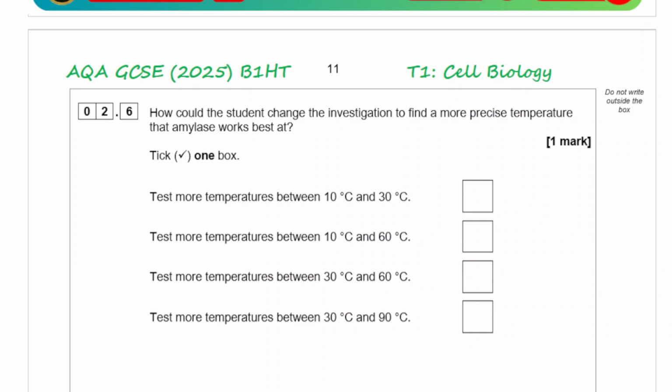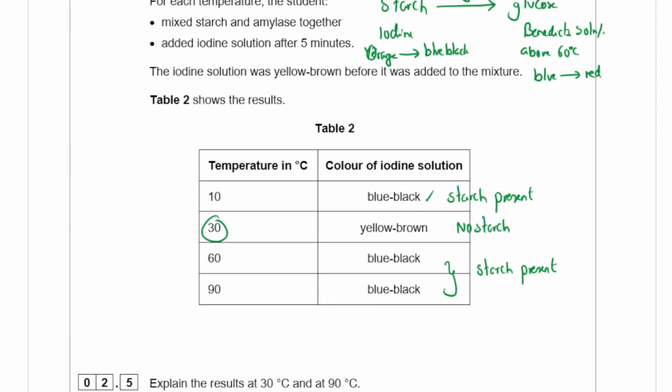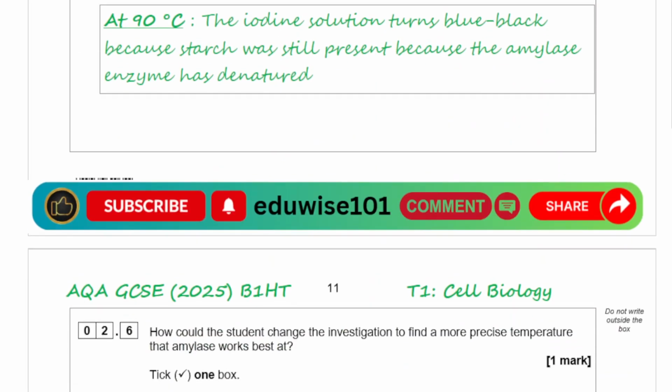How could the student change the investigation to find a more precise temperature that amylase works best at? So they tested for temperatures. The test was 10, 30, 60, and 90. So it's not working at 60. There's no point in checking after 60. So you want to check around 30, slightly above or below.